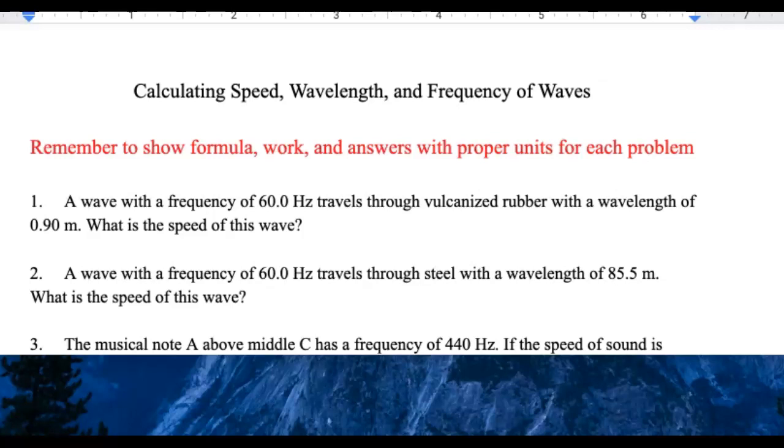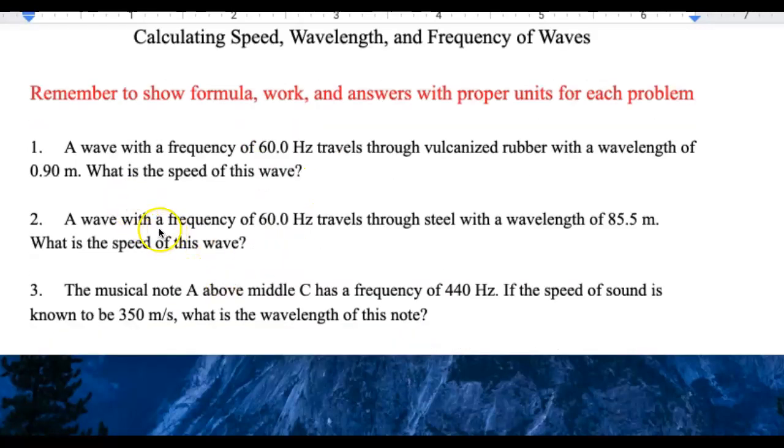Okay, so let's look at number 1 here. We have a wave with a frequency of 60 hertz traveling through vulcanized rubber with a wavelength of 0.90 meters. What is the speed? So here, remember that speed is equal to the frequency times the wavelength, so you need to set it up that way. That's how you're going to set up problem number 2.